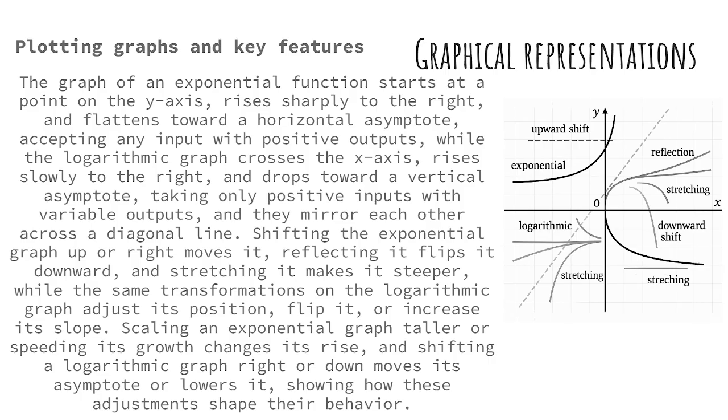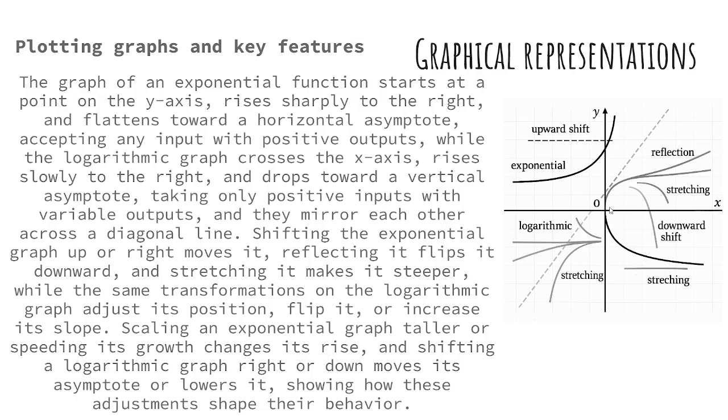It will accept any input with positive outputs, while the logarithmic graph crosses the x-axis, rises slowly to the right, and drops towards a vertical asymptote, taking only the positive inputs with variable outputs, and they'll mirror each other across a diagonal line. As you can see in this image, an exponential function is touching here on the y-axis, and it is rising sharply to the right. And as you see here, the logarithmic function has a point here on the x-axis, which I cannot see at the moment. It looks like 0, 0.